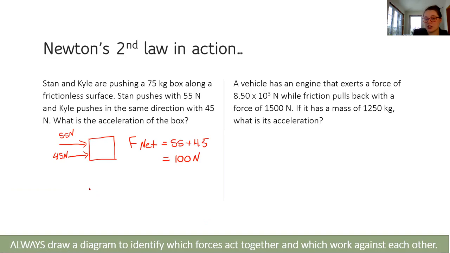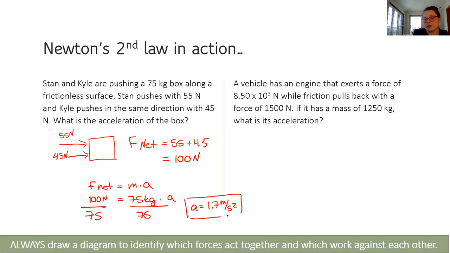Okay, the acceleration, well, F net equals mass times acceleration. So we know we have 100 newtons of force. That's equal to 75 kgs times acceleration. Divide both sides by 75. And acceleration is equal to 1.7 meters per second squared. Right? So pretty straightforward.